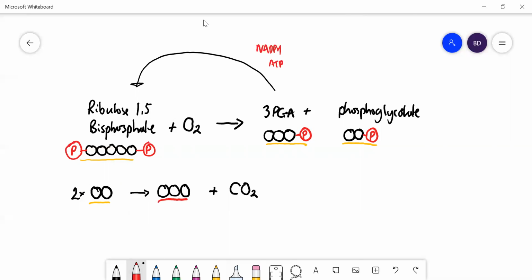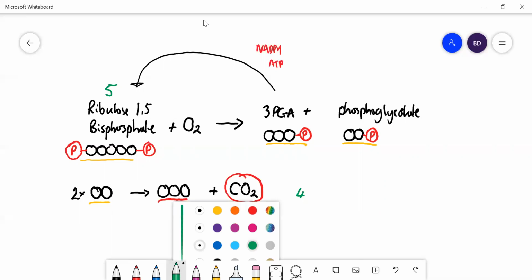And you lose one of the carbons as CO2. So if we started off with ribulose bisphosphate with 5 carbons in there, we've only now got 4 trapped in organic molecules, and we've lost the CO2 molecule. And that's pretty bad. It's the exact opposite of what you want to happen in photosynthesis.